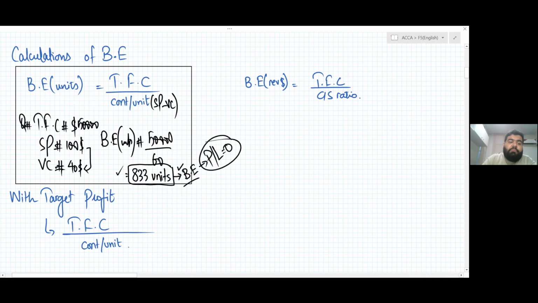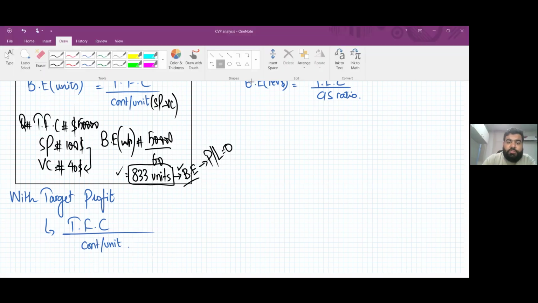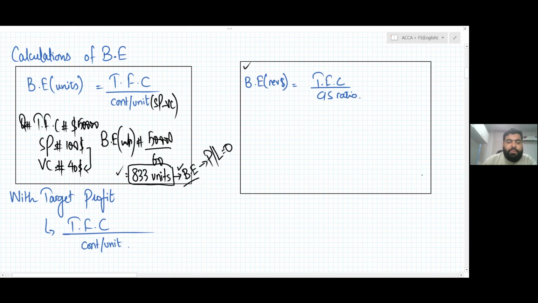But in the exam, there is not only testing of units. There can be testing in revenue as well. They can ask you what is the break even point in revenue. We can calculate that as well. Let us do the calculation for that. I'm taking the same question here, no issue in that.